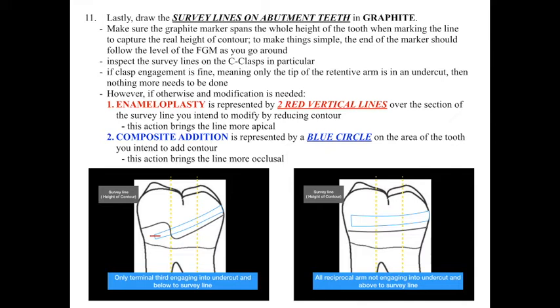And when we talk about the reciprocal arm, we said this one shouldn't be engaged into undercut. So they should always be above the survey line. Remember, undercut is under the survey line. Above the survey line, it doesn't have undercut.